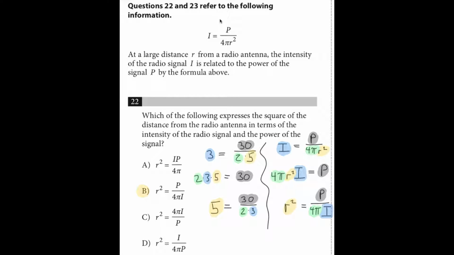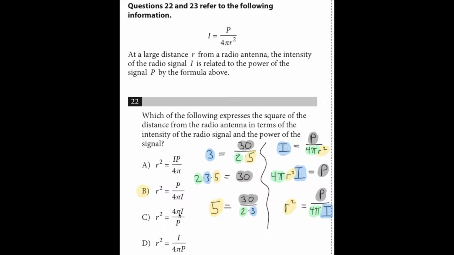We've got this equation right here, this formula, and what we're asked to do is solve it in terms of r squared. Which of the following expresses the square of the distance r from the radio in terms of the intensity of the radio signal and the power of the signal? So r squared, the square of the distance r, in terms of P and I.